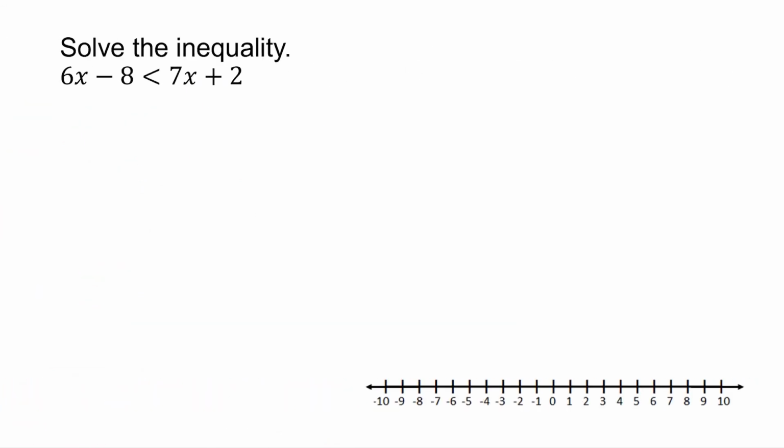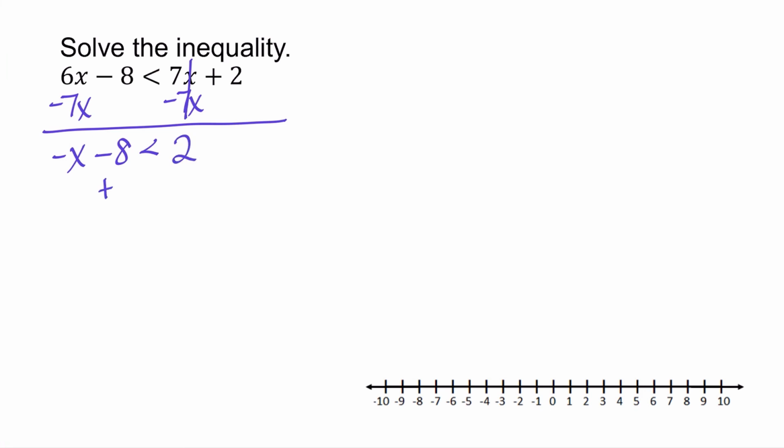So now let's try solving this inequality. 6x minus 8 is less than 7x plus 2. So I once again have a variable on both sides, so I'm going to need to subtract 7x from both sides. So when we have this, we have 6x minus 7x, which is negative x, or you can write negative 1x. Then we have minus 8 is less than 7x, and minus 7x will cancel, and we have 2.